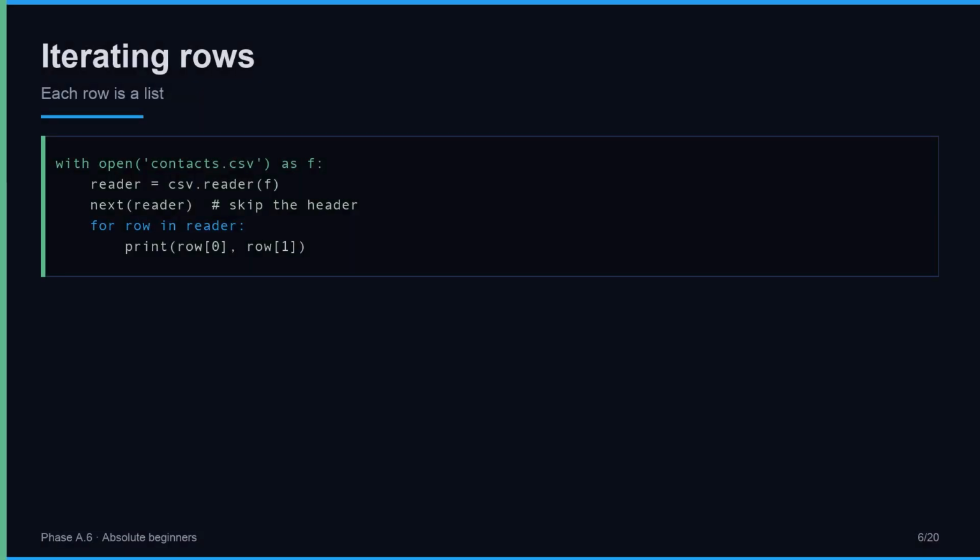When you loop over a reader, each row is a list of strings. You index it by position, just like any list. Row[0] is the first field. Row[1] is the second field. If you do not want the header in your loop, you can call next on the reader once before the loop, which consumes the header row and moves the cursor past it. Then the loop starts cleanly at the first data row. Walk one row at a time.